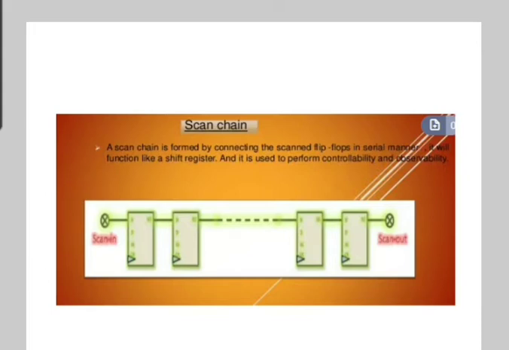So if we can observe the state of all the flip-flops instead of observing the network output, then the problem of testing a sequential network is greatly simplified. For each state of the flip-flop and for each input combination, we need to verify that the network outputs are correct and the network goes to the correct next state.